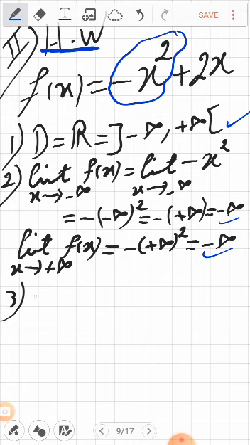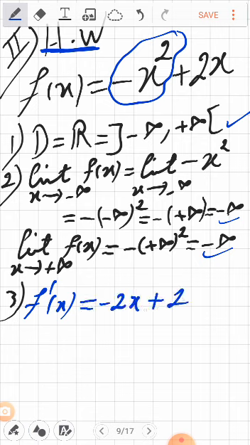Now part 3, the derivative. Calculate f prime and set up the table of variation. F prime is equal to minus 2x plus 2. طبعا we have to find the sign of f prime in order to specify the signs, because if f prime positive, f increasing, if f prime negative, f decreasing, if f prime equal to 0, f is constant.